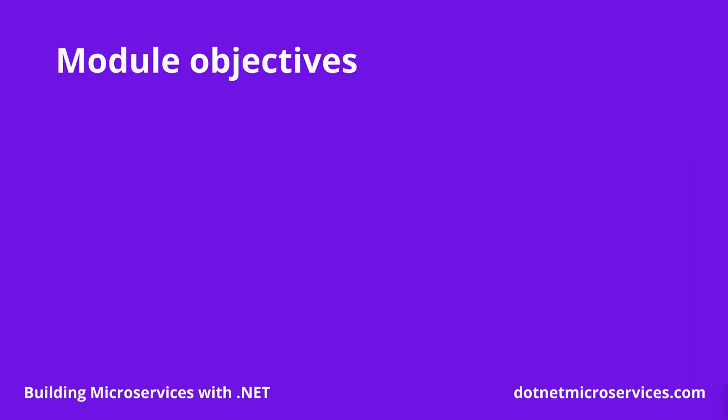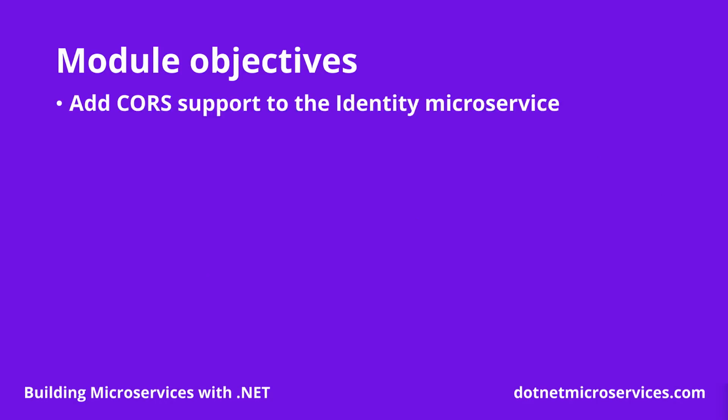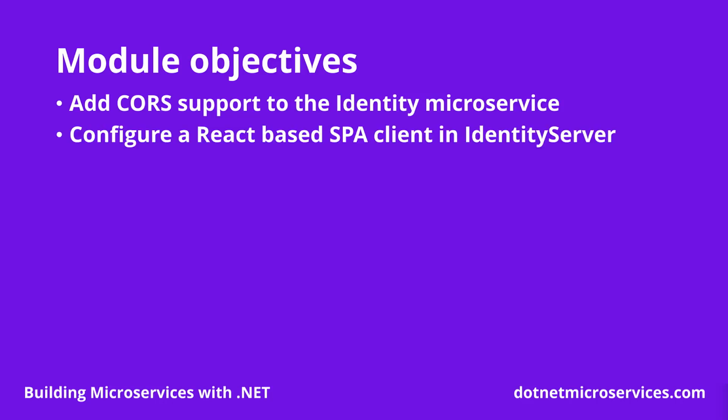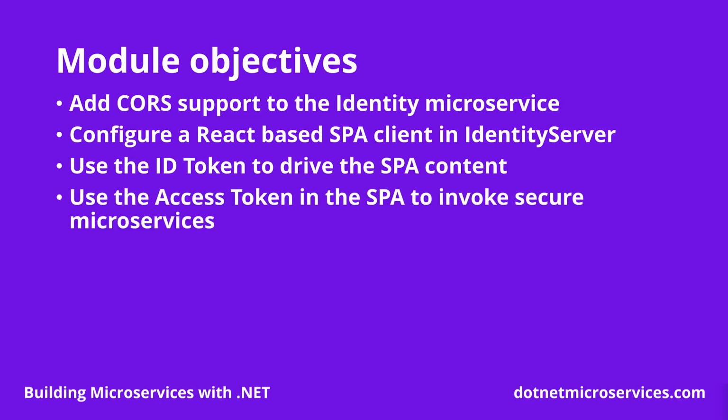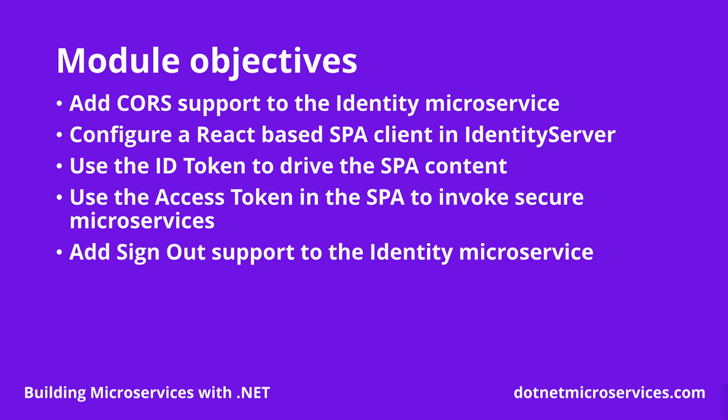By the end of this module, you will have a solid understanding of the following: how to enable CORS support in the identity microservice, how to configure a React-based single-page application client in Identity Server so that it can interact with the other microservices, how to use the ID token obtained from the OpenID provider in a single-page application to dynamically render content based on the token claims, how to use the access token to invoke secure microservices from a single-page application, and how to update the identity microservice to properly support signing out of the application.